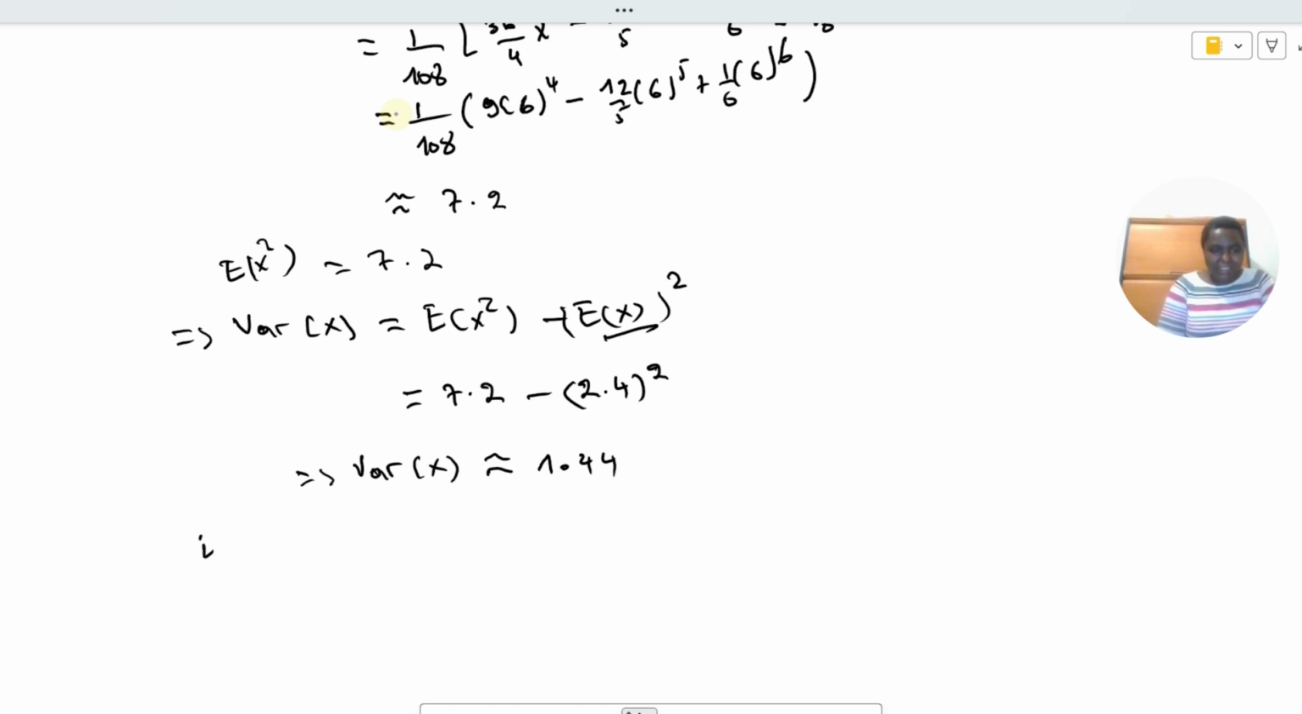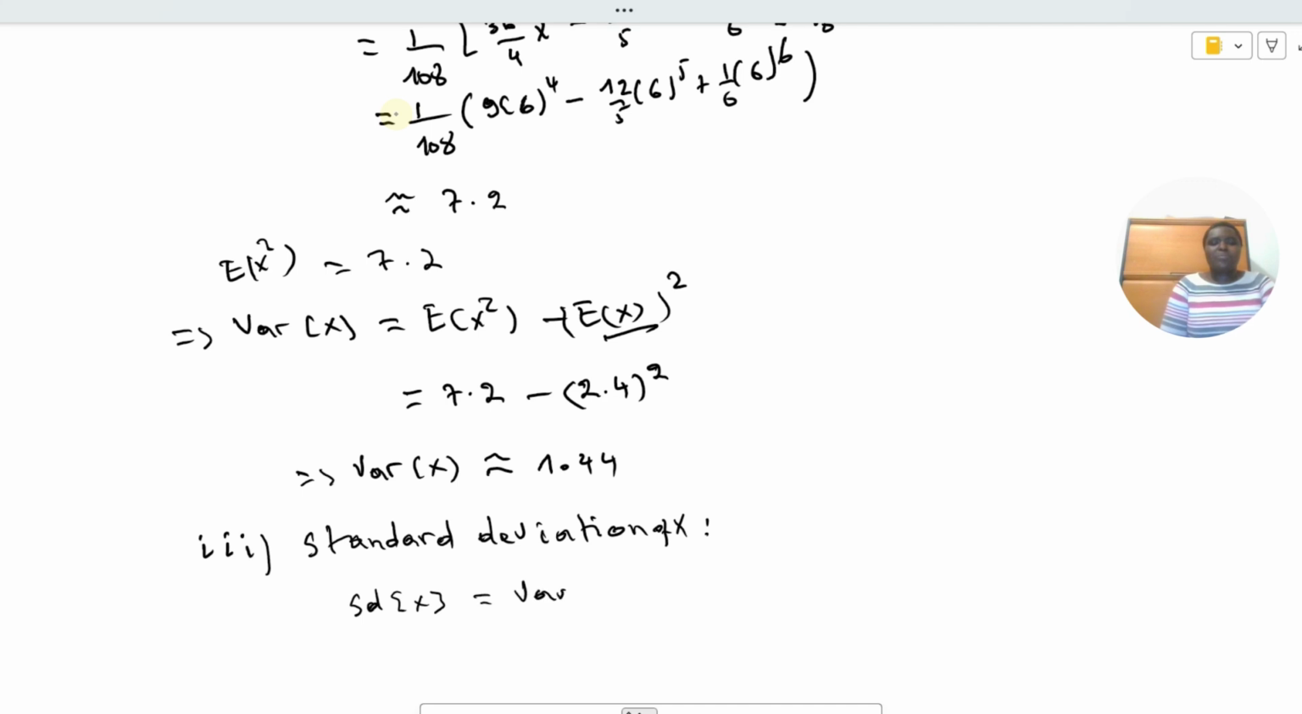And finally, the last question was to calculate the standard deviation of our random variable x. How do we compute it? The standard deviation of our random variable x is equal to the square root of the variance. This is the formula. When you calculate the standard deviation, you calculate the square root of its variance.